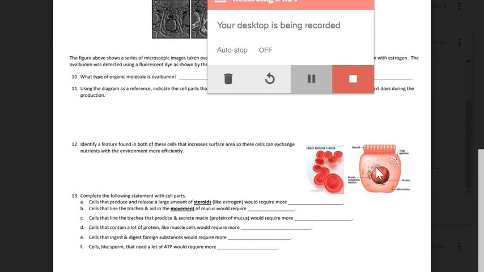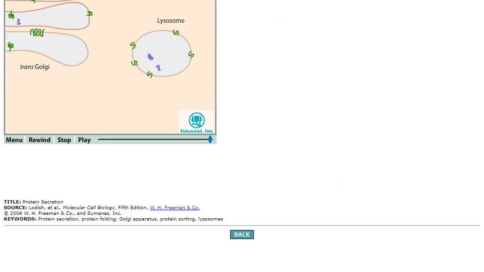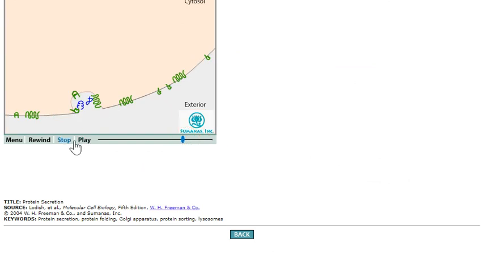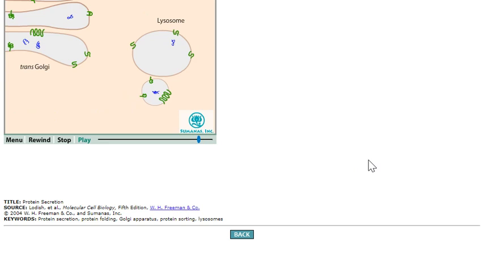E, cells that ingest and digest foreign substances. Okay, so I showed you that video and I said, here I have a cell, and let's just assume it's a certain type of cell, and it takes in molecules. Soluble proteins are released into the extracellular space. All right, so here we go. So this cell just took in something and is going to digest it. It would need a lot of lysosomes if it needs to bring in particles and digest them.